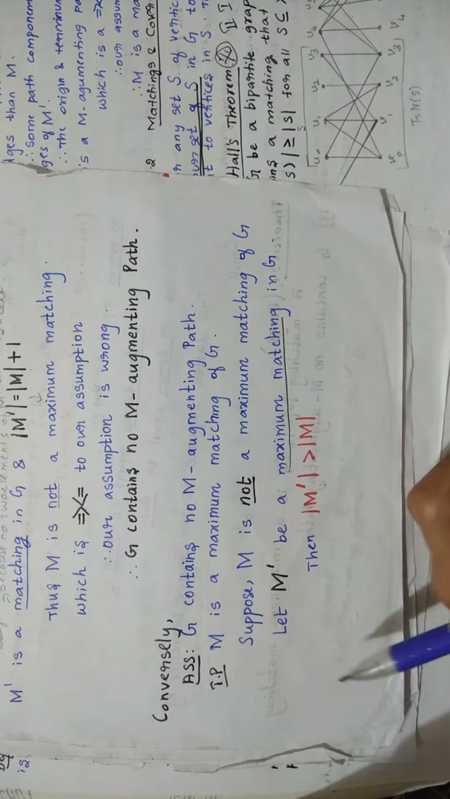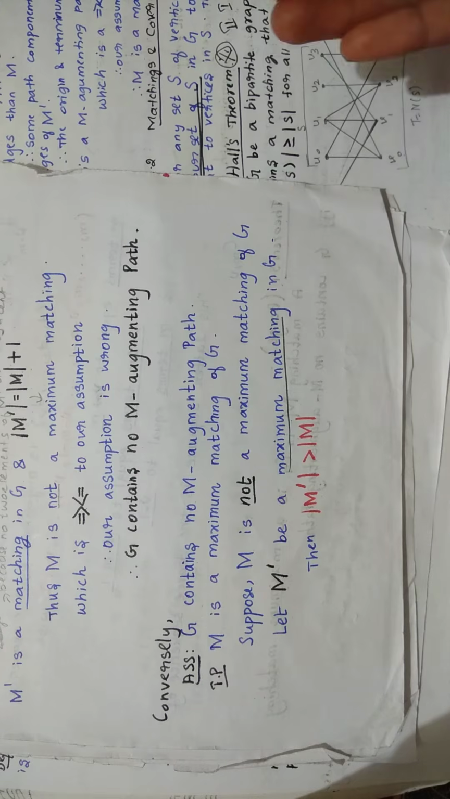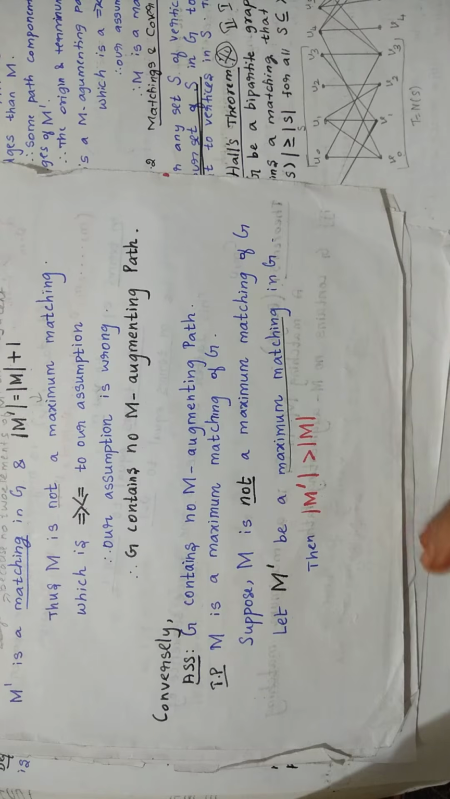To prove this, what you are doing is, first suppose M is not a maximum matching of G. You are taking it like that because at the end you will bring the contradiction. So suppose M is not a maximum matching. If M is not a maximum matching of G, then what will happen? There will be some other matching, and that matching will be the maximum matching of G, right? So that is what you are writing.